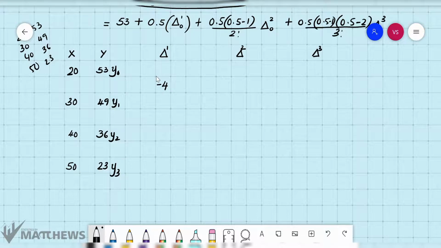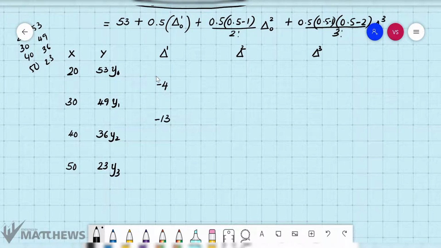49 minus 53, value is minus 4. 36 minus 49, students. You need to understand this. The calculations are a little bit complex here because signs are also involved, so you should understand how much it would be. 36 minus 49 is equal to minus 13. Okay, it is minus 13.